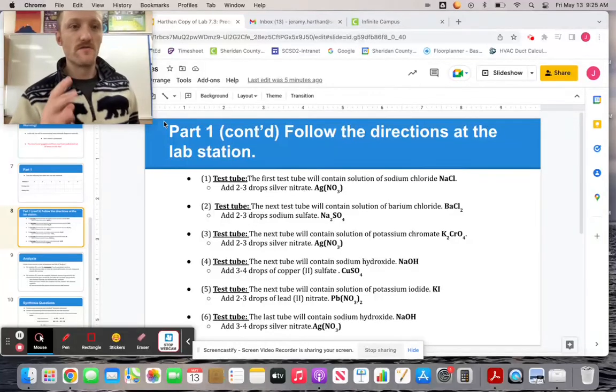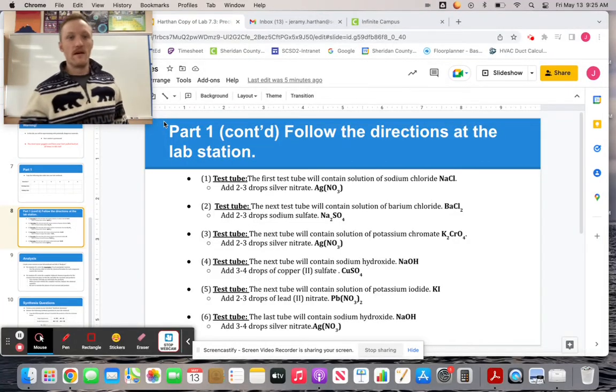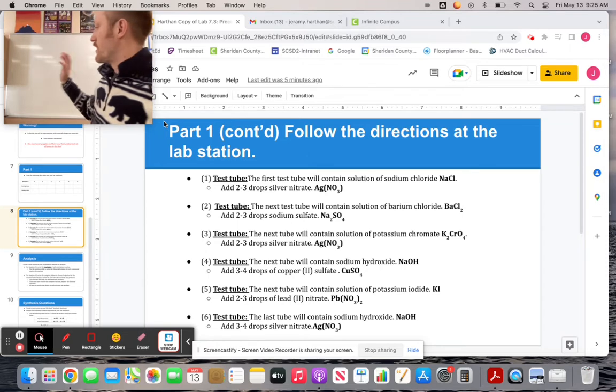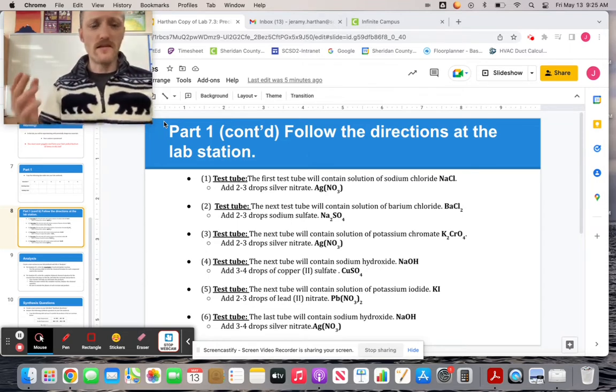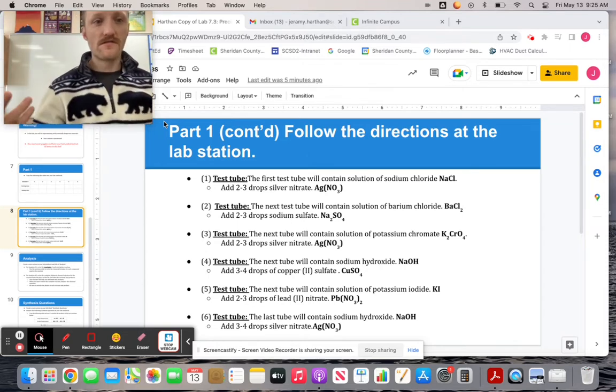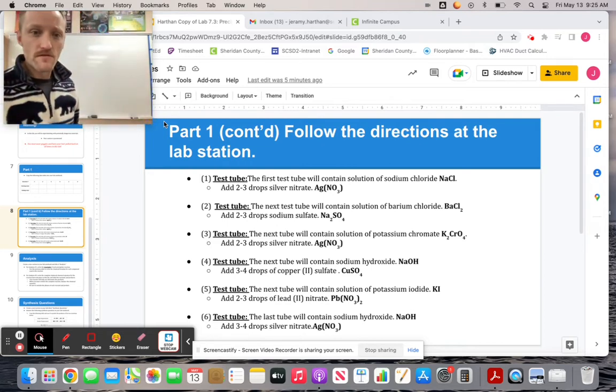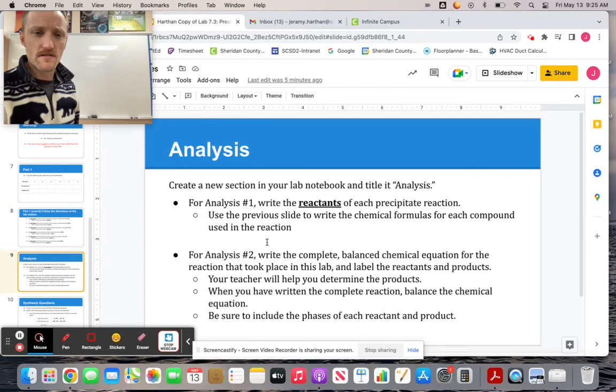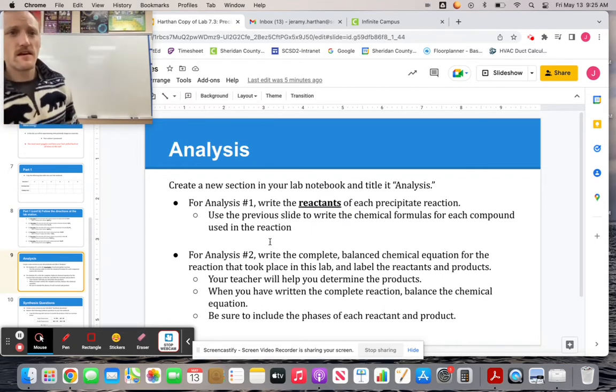Okay, guys. So now that we have done the 7.3 lab data collection, hopefully we have our observations written down in our data table, and now we're ready to start with the analysis. Okay, so let's look at our analysis slide here. It gets kind of confusing.